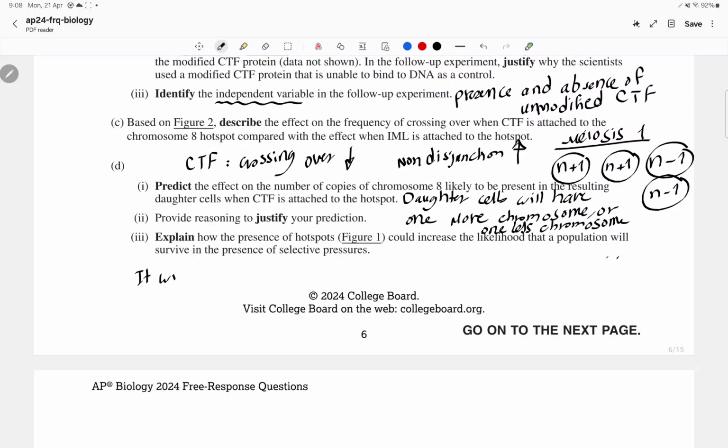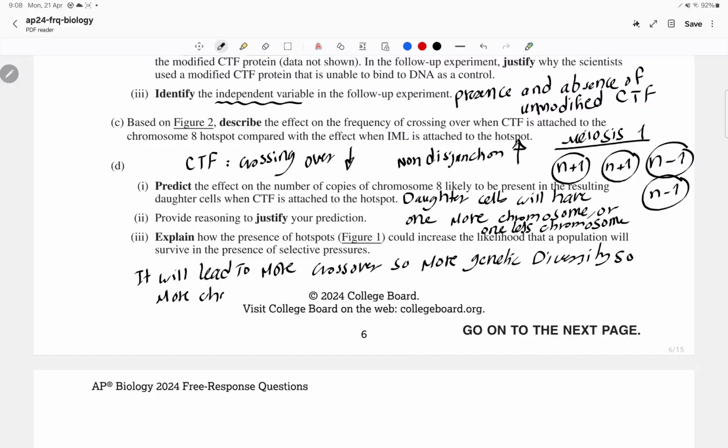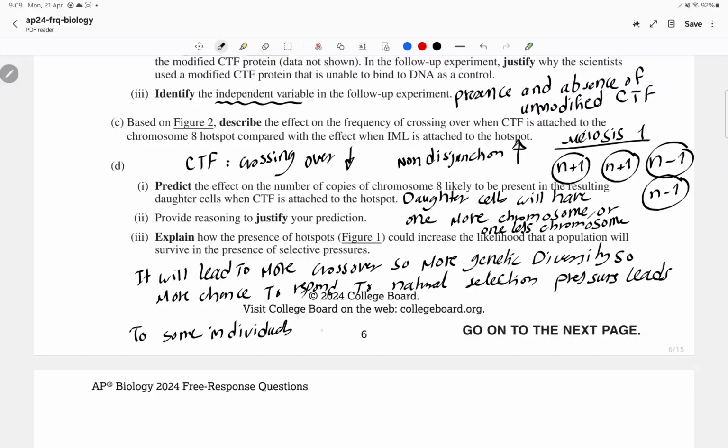So we're going to say it will lead to more crossover, so more genetic diversity, so more chance to respond to natural selection pressures, leads to some individuals surviving and reproducing more than other individuals. Okay.